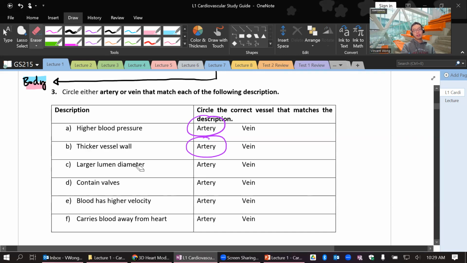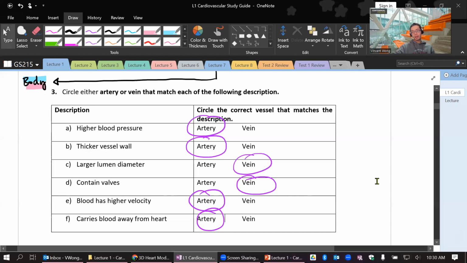Larger lumen diameter. Lumen is the inside, and so if you remember that picture I showed you with the artery and then the vein next to it, right? The vein is the one that has a larger lumen. Contain valves, that would be veins. That is for venous return, right? In the legs, the valves would catch the blood so it doesn't fall all the way back to the foot. Blood has higher velocity. That would be artery. Slightly higher than the veins, and carries blood away from the heart. That would be the artery as well.